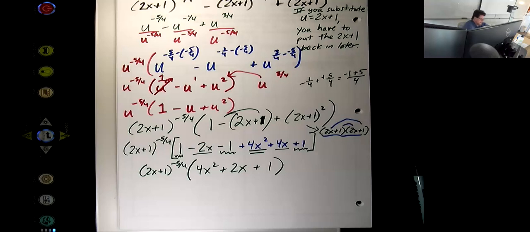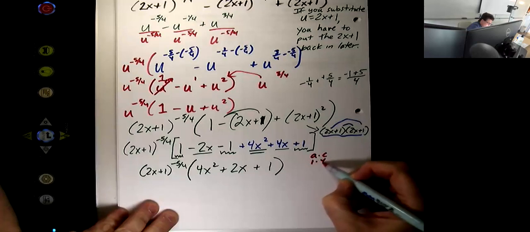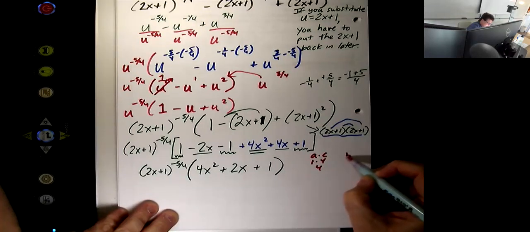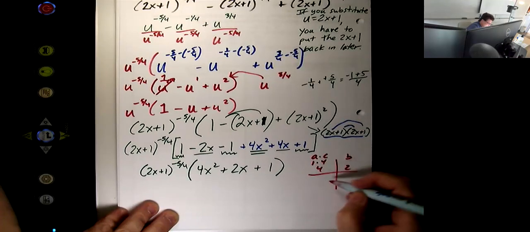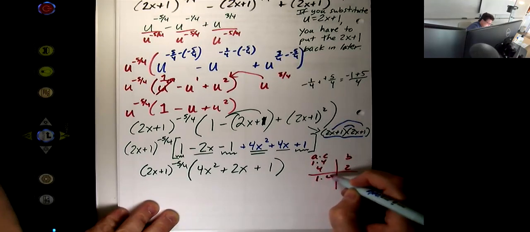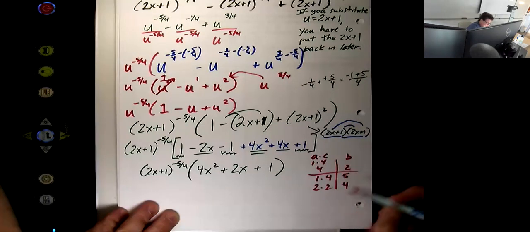We can try to factor this. A times C is 1 times 4, which is 4, and B is 2. So we need things that multiply to 4 but add to 2. The only options we have are 1 and 4, and 2 and 2, and neither of them add to 2. So this doesn't factor more. The only thing that factors out was that part.